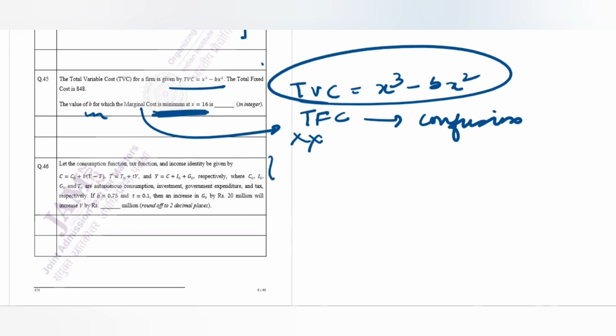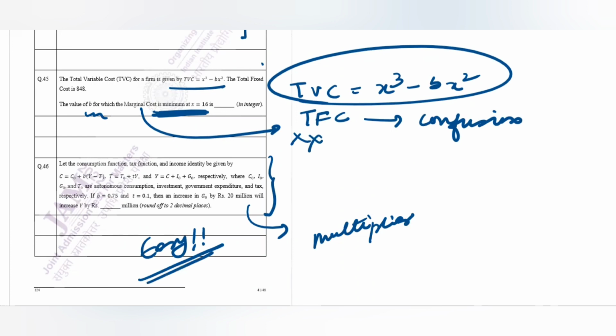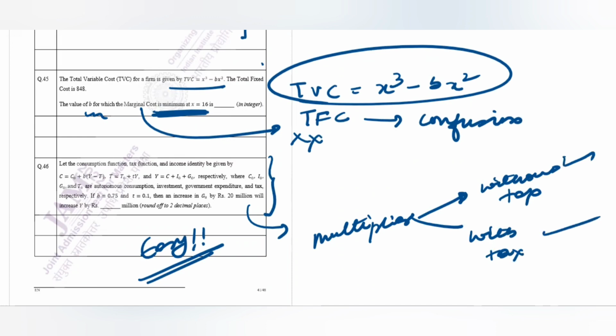Then you are given a consumption function and you are given investment, government expenditure, you're given tax. Oh, very simple. They're just asking you about the multiplier. So it's a pretty simple question asking on multiplier. We had found the multiplier without tax also. We had found the multiplier with tax also. So we had done both these cases and we had found out what is your multiplier under the case where G is equal to T, balanced budget multiplier also.